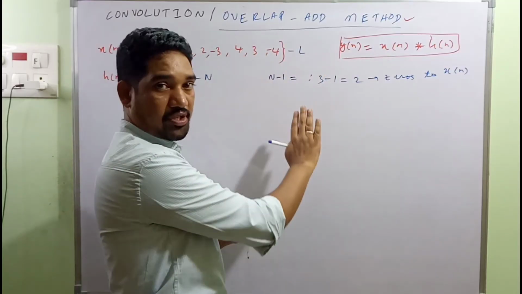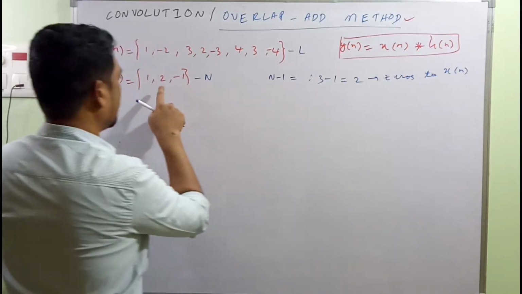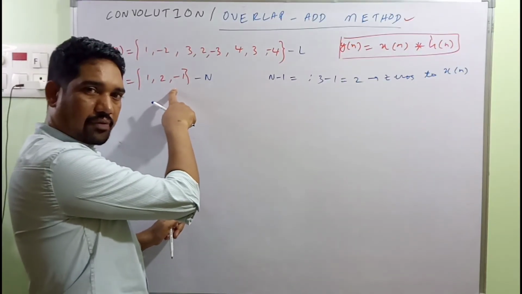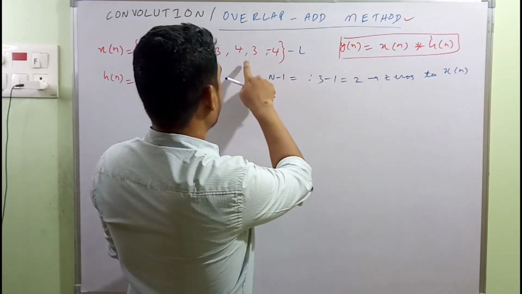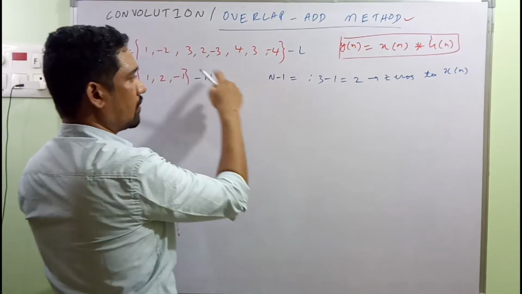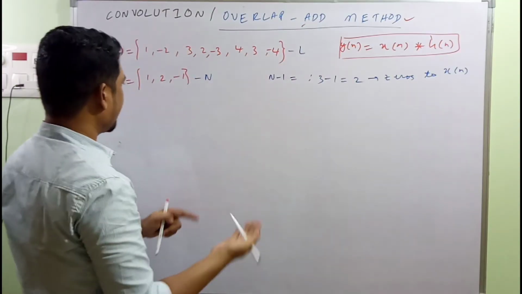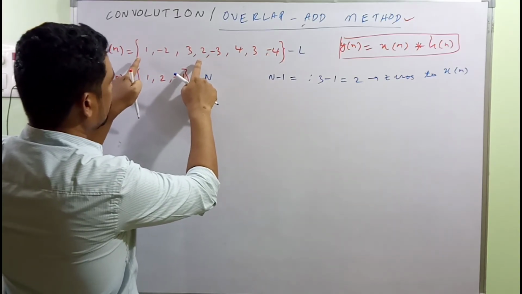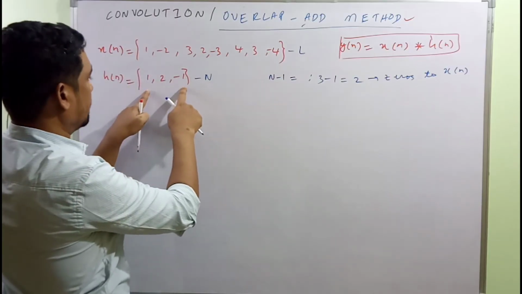This has to be kept in mind. The length of the impulse response h of n gives us the information about what number of zeros are to be padded to the longer sequence x of n when making use of the overlap add method. And what is the next step? We need to have blocks of x of n based on this number.